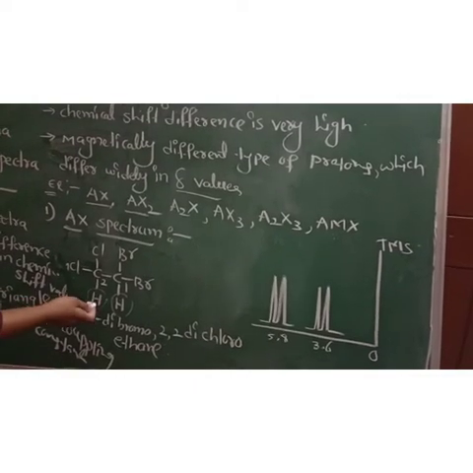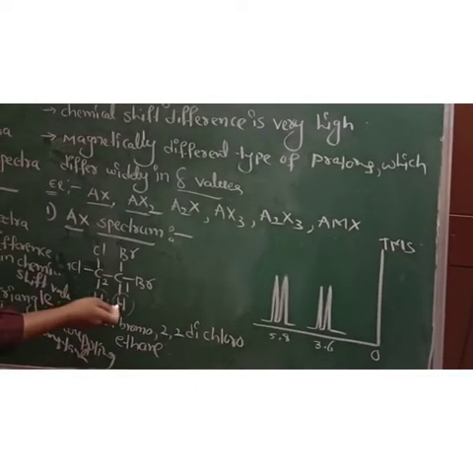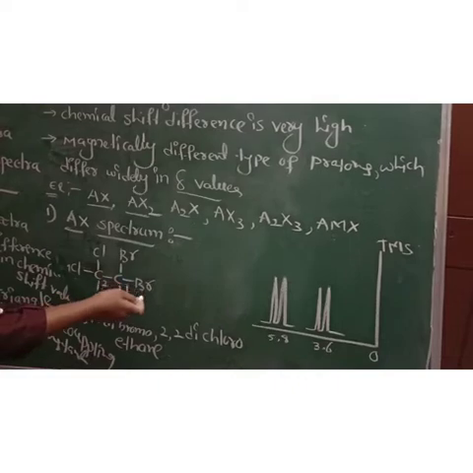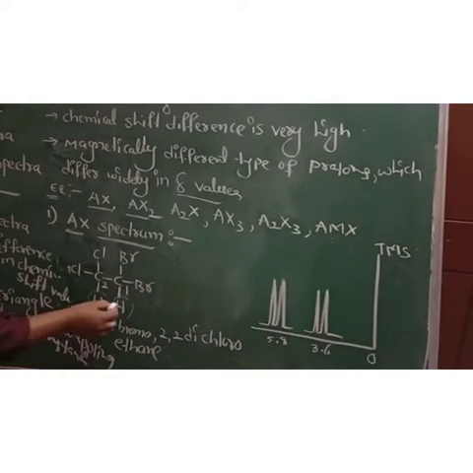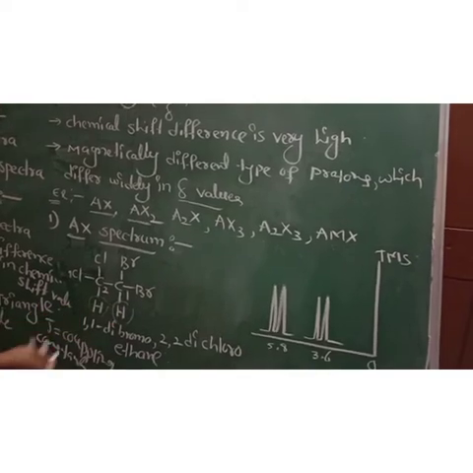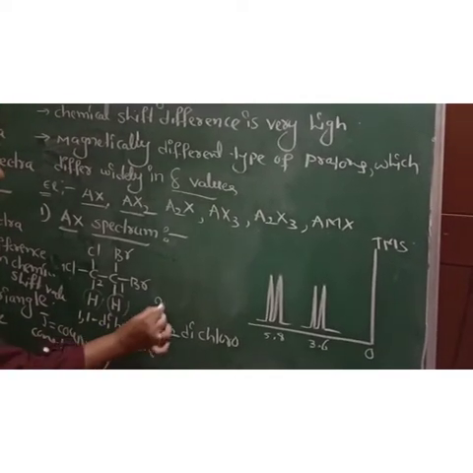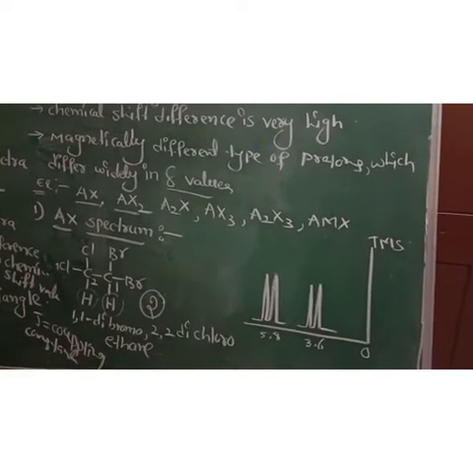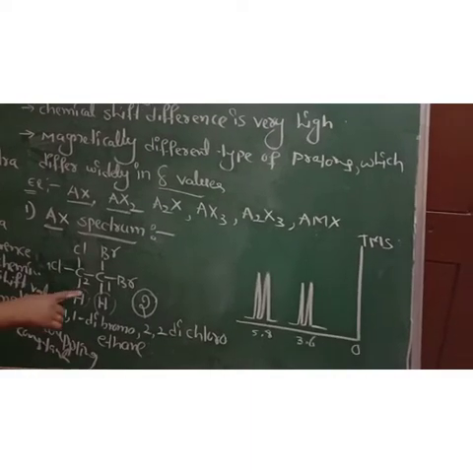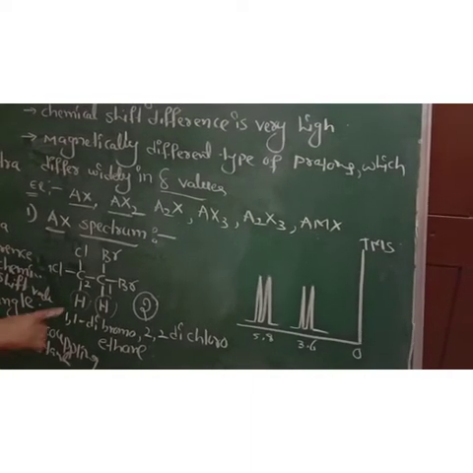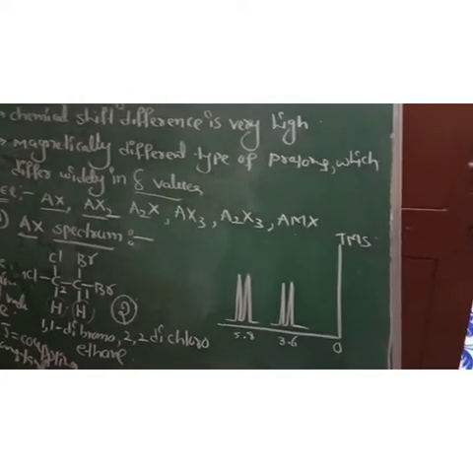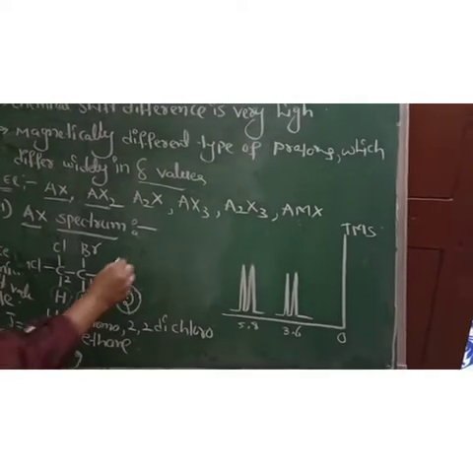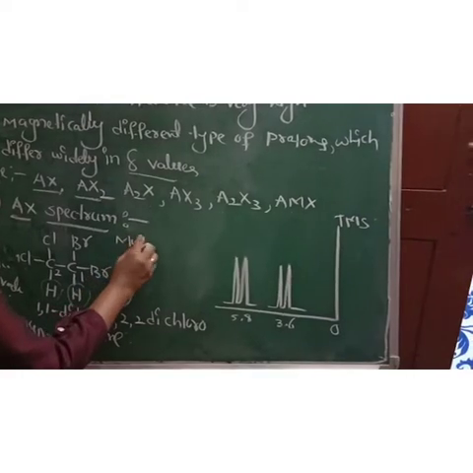Here, the number of non-equivalent protons is equal to the number of signals in the spectrum. So how many types of protons are present? Two types of protons are present, right? So in this molecule, two types of non-equivalent protons are present. Hence, this molecule gives two signals in the spectrum. Now let us see multiplicity or splitting.